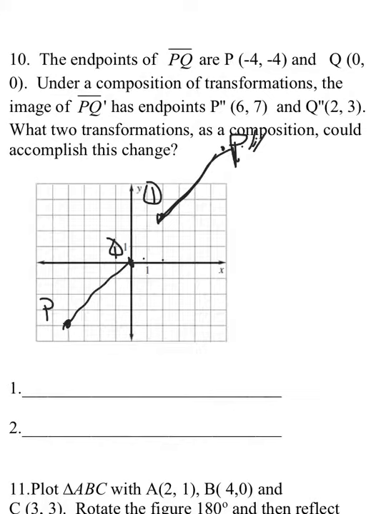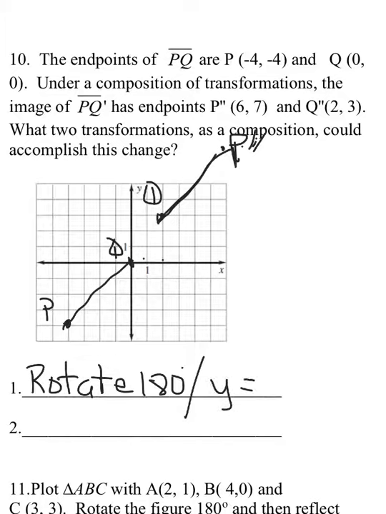So how do we get there? There are kind of 2 ways, and what would probably be the best way to do it first is either a 180-degree rotation, or reflect over y equals negative x.